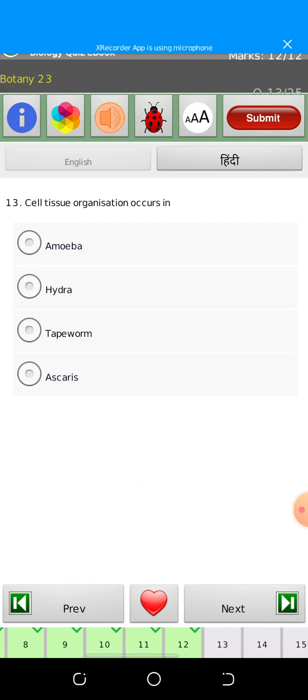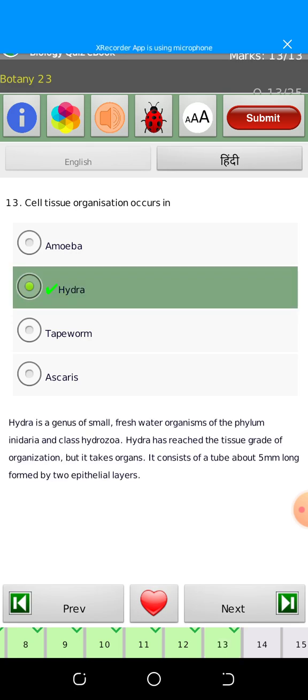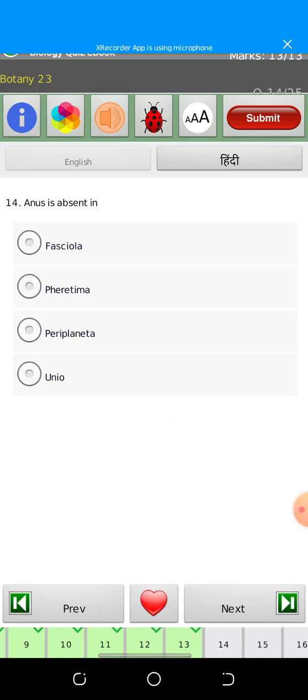Next is, cell tissue organization occurs in amoeba, hydra, tapeworm, ascaris. In hydra, cell tissue organization occurs. Next is, anus is absent in fasciola, Pheretima, Periplaneta, Unio. Anus is absent in fasciola.